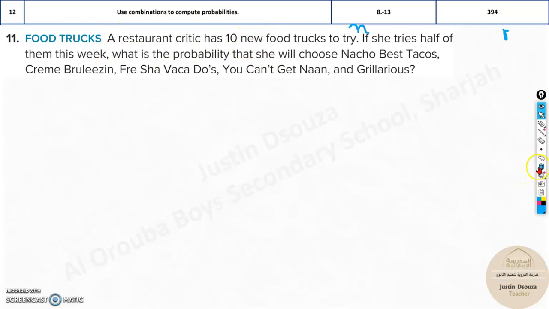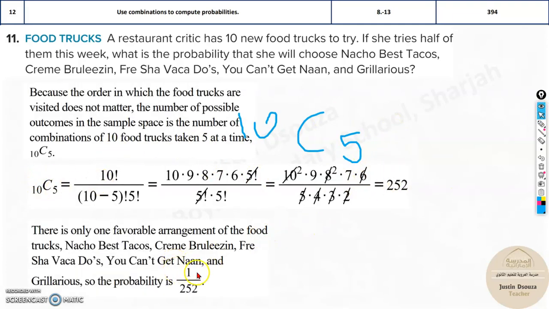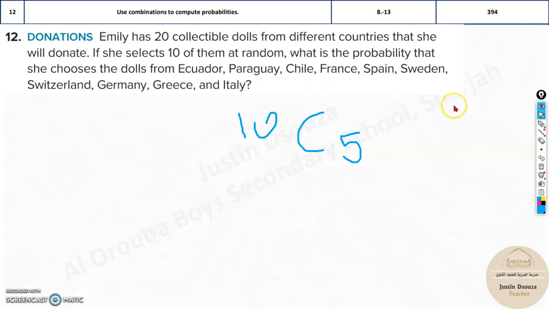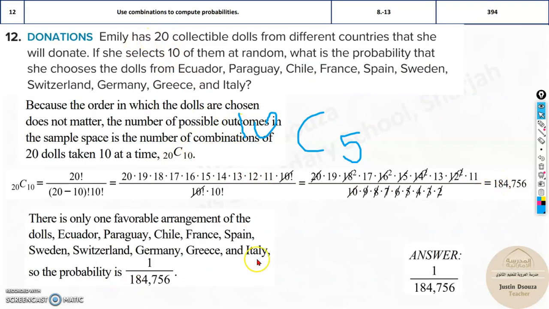Over here, you don't get the r value directly. Let's read it. A restaurant critic has 10 new food trucks to try. If she tries half of them this week, what is the probability that she will choose all these? Half. What is half of 10? 5. So the answer is 10C5. You'll get 252. 1 divided by 252 is the answer, because to get this combination, there is only one possible way. Same way you can try others. Over here, it'll be 20C10, and divide 1 by that.